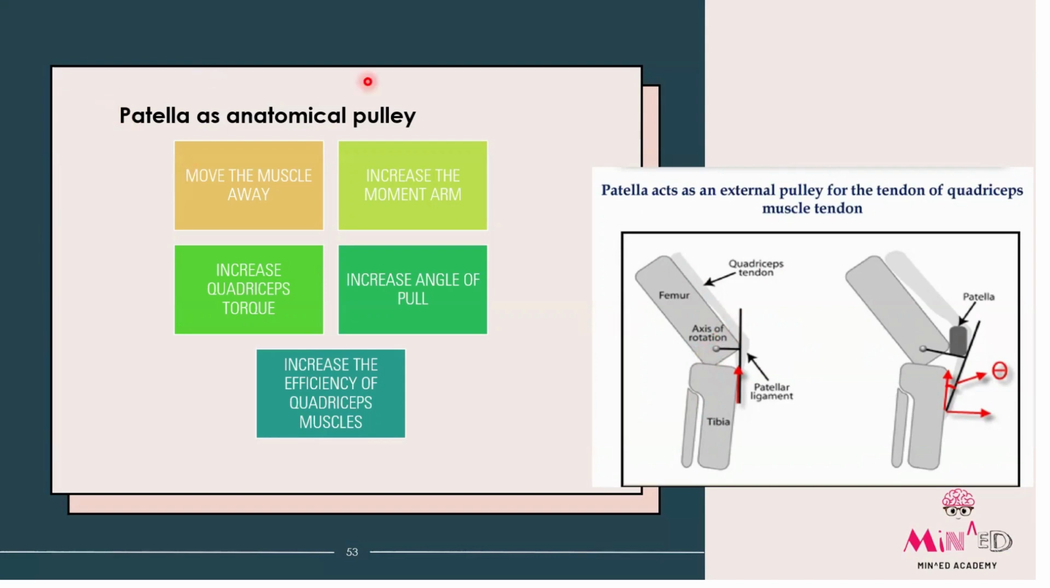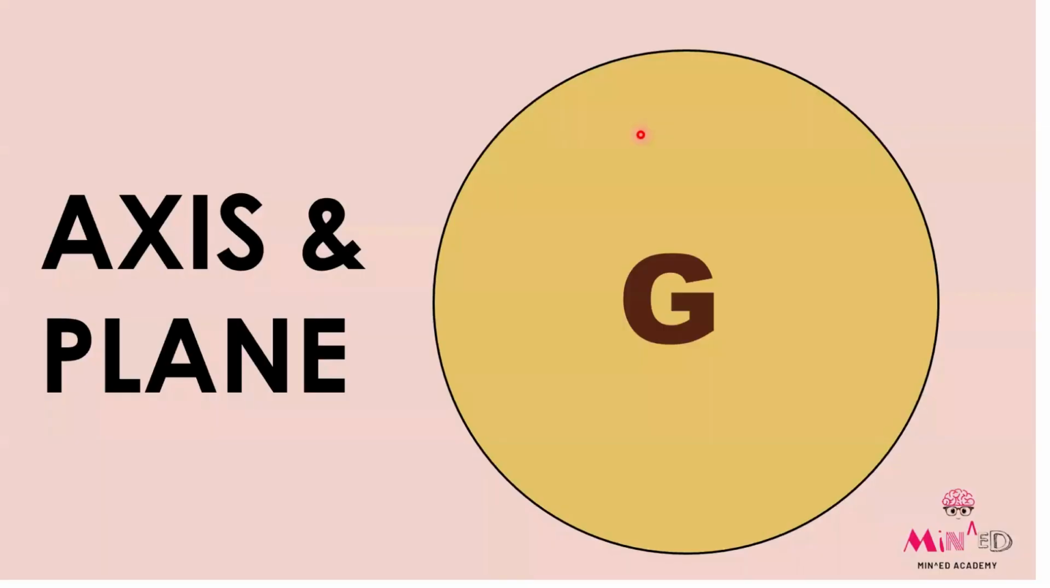This will be the pulley, which will help in knee flexion and extension. So what does the patella as an anatomical pulley do? It moves the muscles away, increases the momentum, increases the quadriceps torque, increases the angle of pull, and increases the efficiency of the quadriceps muscle. So here it is providing mechanical advantage greater than 1.